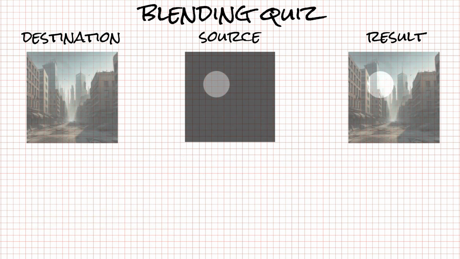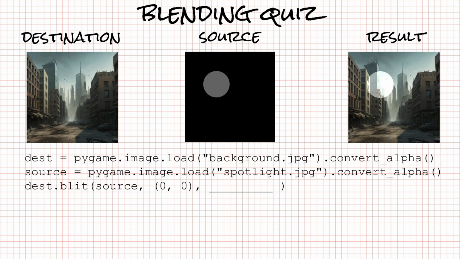On the left is the destination surface created with dest equals pygame.image.load('background.jpg').convert_alpha(). This is the same image from the prior question, and again, it's a fully opaque image. In the middle is the source surface, which is also loaded in from a file, with source equals pygame.image.load('spotlight.jpg').convert_alpha(). Now, this is a JPEG, meaning it has full opacity throughout the image. A PNG might have a different alpha value for each pixel, so if we load a PNG and then send it the convert_alpha message, our surface will have those different alpha values for the pixels. But a JPEG is always fully opaque.